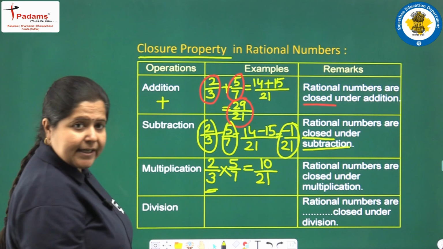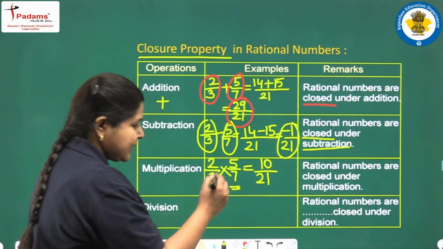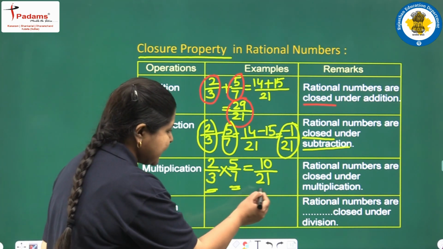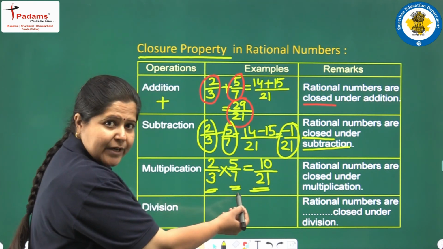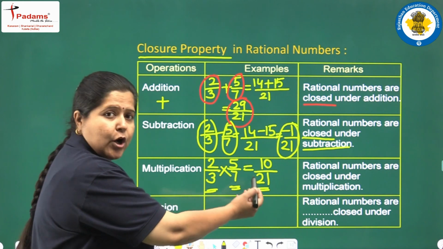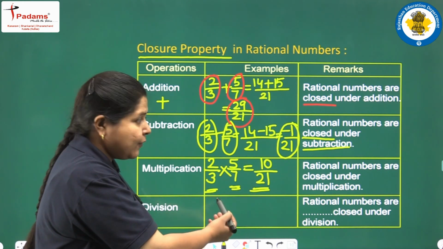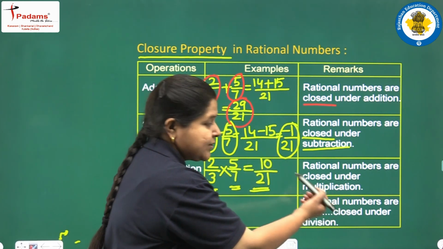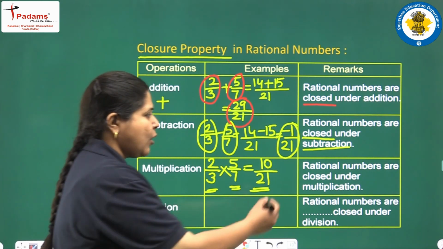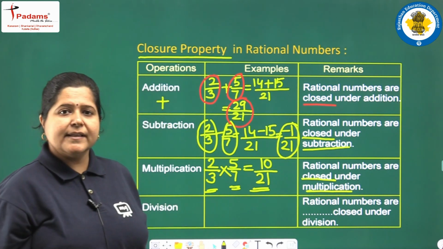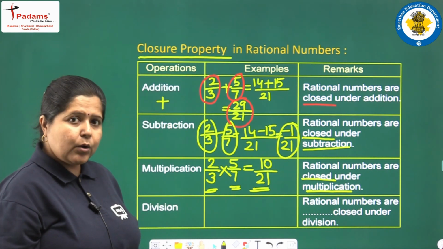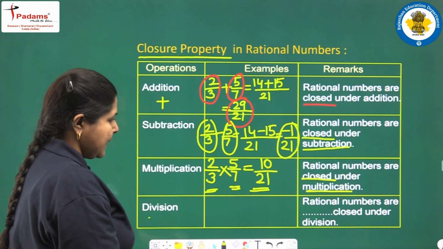Now this is a rational number, this is also a rational number, and this again is a rational number. That is, we have operated two rational numbers and again we got a rational number. Therefore, multiplication is also closed for rational numbers, or rational numbers are closed under multiplication. This is the result we got. Now we come on to division.